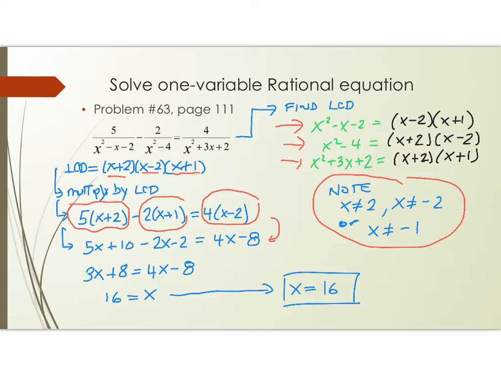So we have 5x plus 10 minus 2x minus 2. Notice the negative still carries. And then on the right-hand side I have 4x minus 8. And then finally I combine like terms. So on the left-hand side I have 3x plus 8 is equal to 4x minus 8.